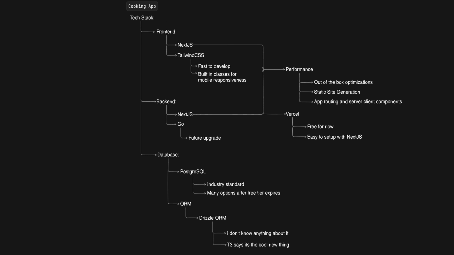So there's our stack. We're gonna have NextJS with TypeScript and Tailwind CSS, and then also PostgreSQL and Drizzle ORM. I'm sure we'll also go ahead and sprinkle in some other dependencies here and there for things like authentication, but we'll go ahead and get to that bridge whenever we get there.